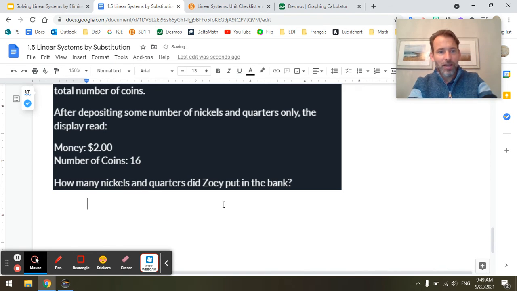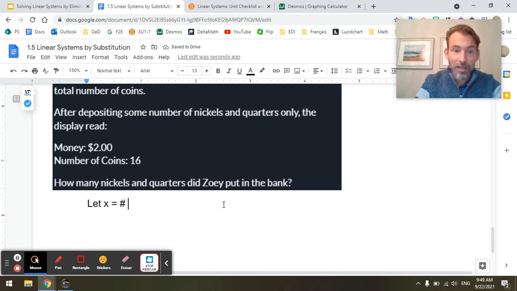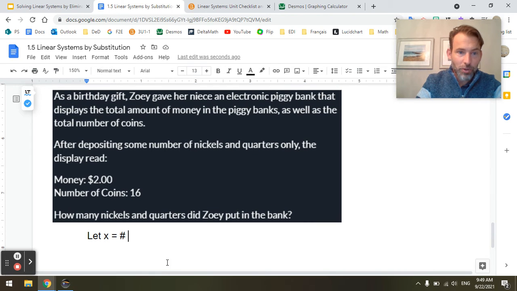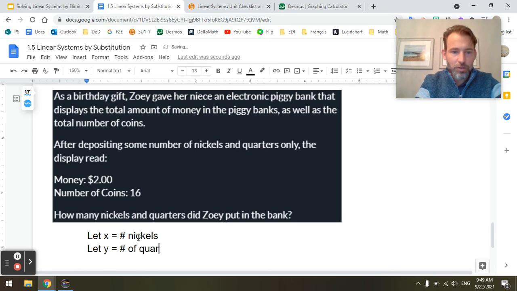Well, let's see. First thing I want to have is my let statements. Let X represent the number that I don't know. I'm going to choose the things that I don't know and make them letters. So what don't I know? I don't know how many nickels. I also don't know how many quarters. Let X equal the number of nickels, and let Y equal the number of quarters.